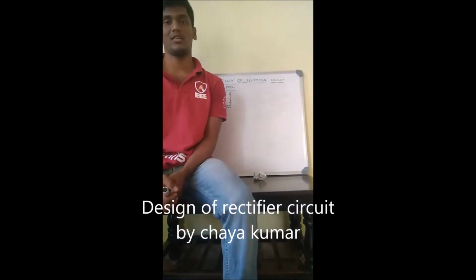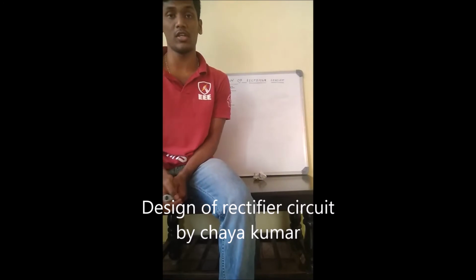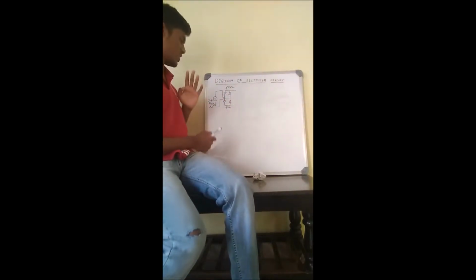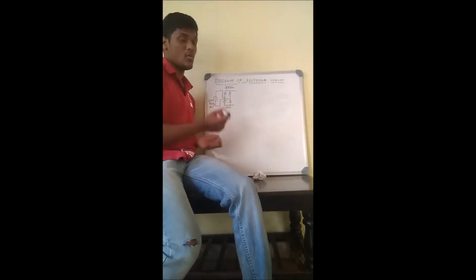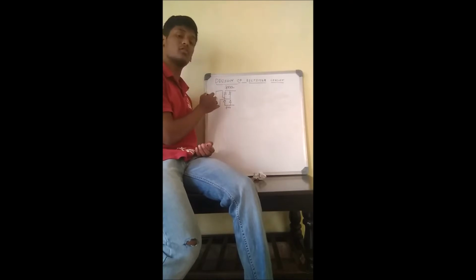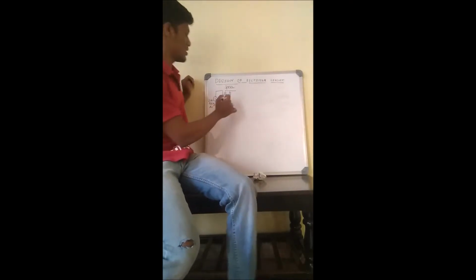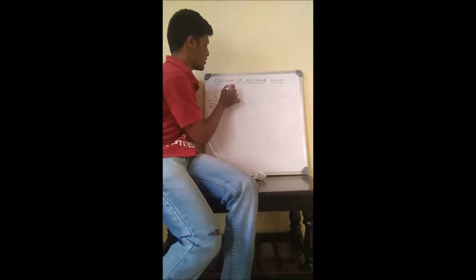Hi everyone. In today's topic, I want to teach you how to design a full wave rectifier circuit. And here is a diagram for a full wave rectifier circuit with the input supply of 24 volt 50 Hz AC. After rectification, we get a waveform like this.